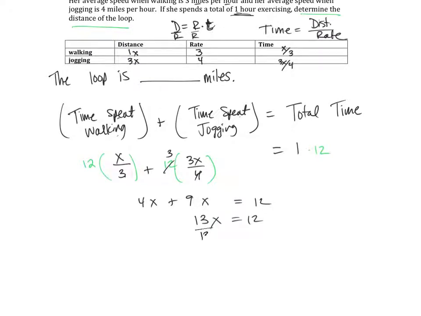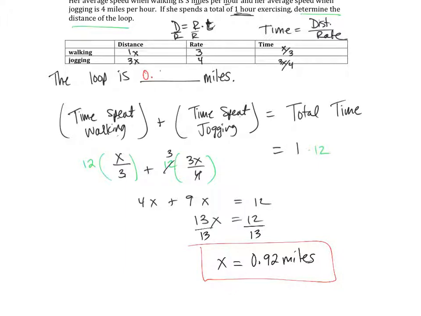And dividing both sides by 13 to solve for x, the loop isn't quite a mile. 12 divided by 13 is about 0.92 miles. And that is about the length of that loop, if you want to go for a walk. Okay, so there it is, 0.92 miles is the length of the loop. Done.